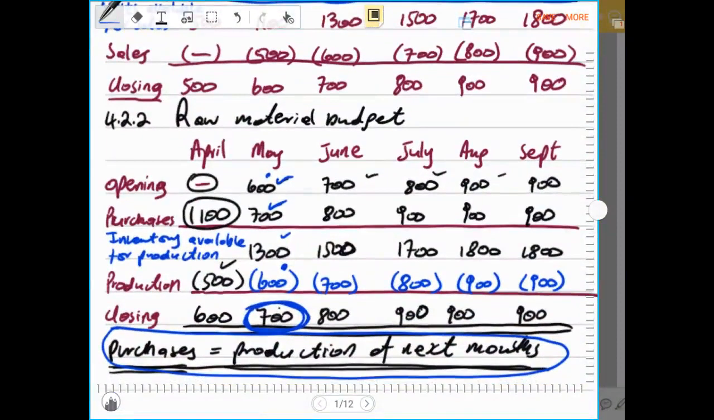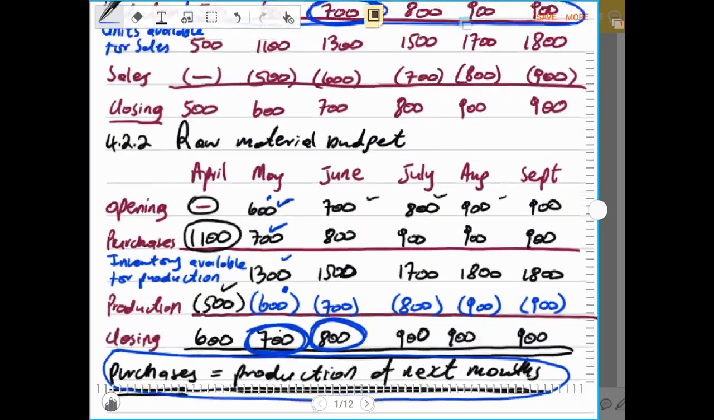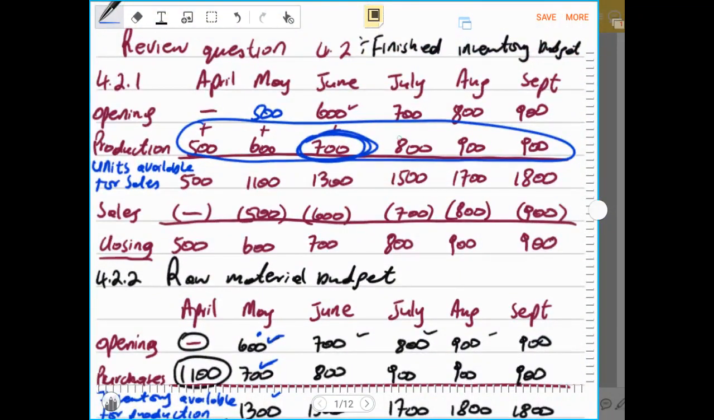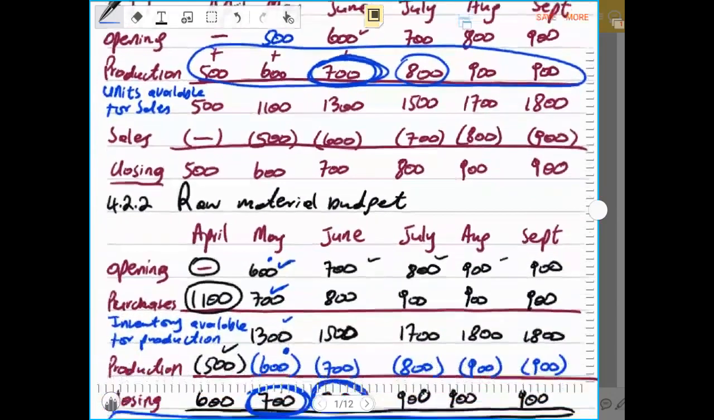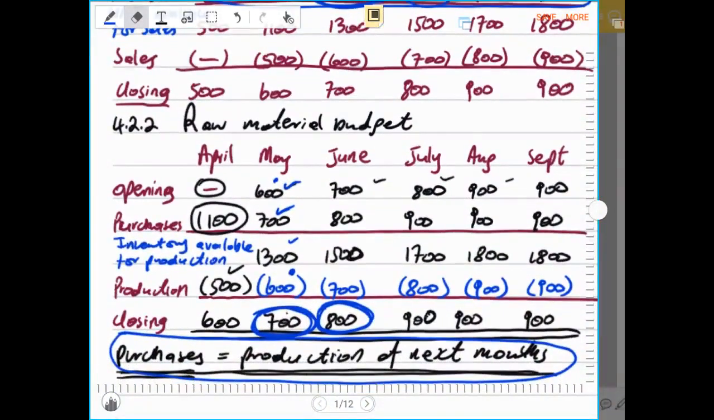And again, here we have the closing of 800, and the closing of 800 has to be equal to the production of the next month. And here is the 800, and the 800 is equal to the production of the next month, which is the month of July. So now we are doing this because we are aware of the question and want to make sure that we answer the question as it's supposed to be. So now, with that being explained, that is why I said purchases is equal to production of the next month.